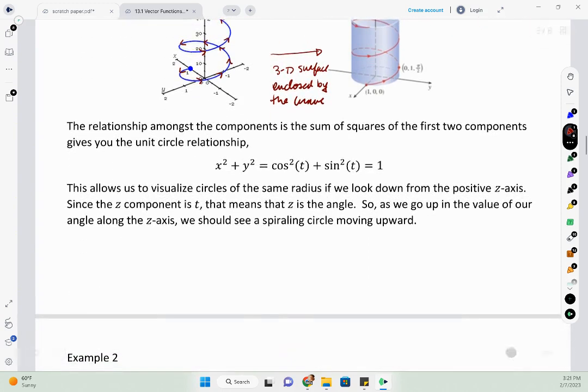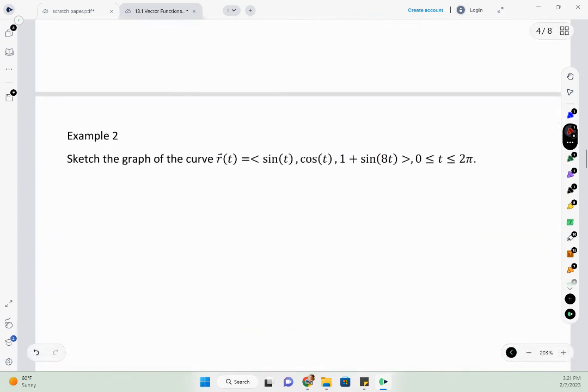Okay, let's see where we want to go now. Let's look at this one. This is a hard one. I chose to do a hard one in here, and hopefully the ones that you have in homework are a little bit easier. In this example, we are asked to sketch the graph of a curve, r of t equals a vector with components sine of t, cosine of t, and 1 plus sine of 8t. And t is going to run from 0 to 2 pi.